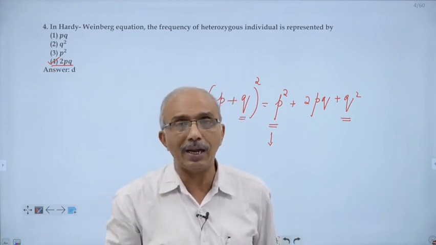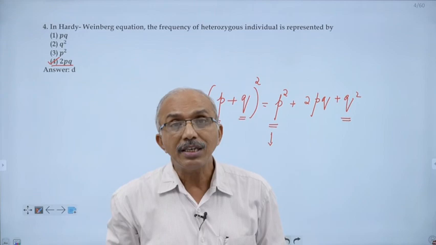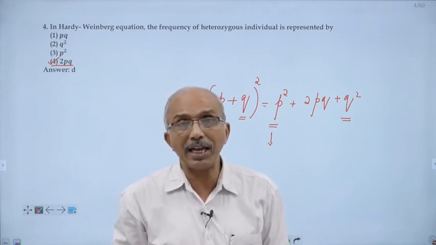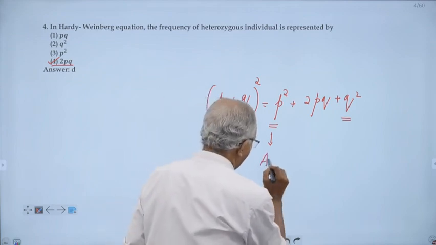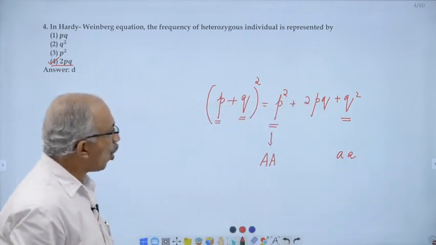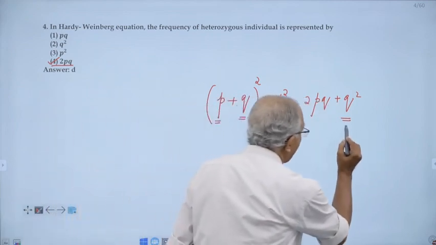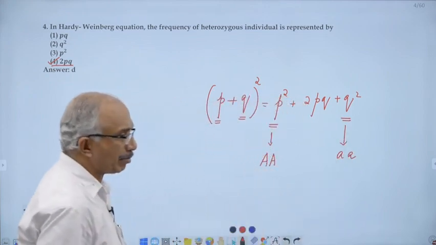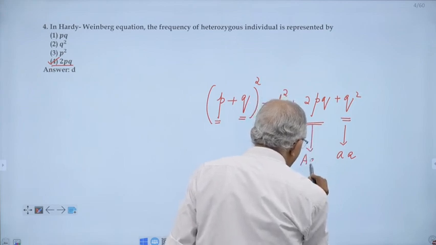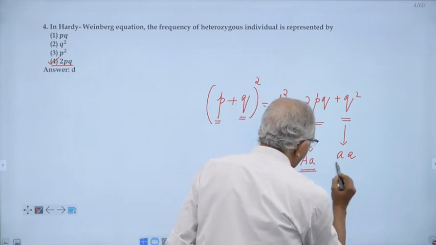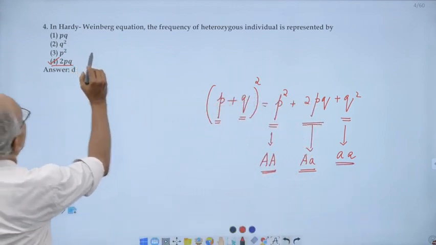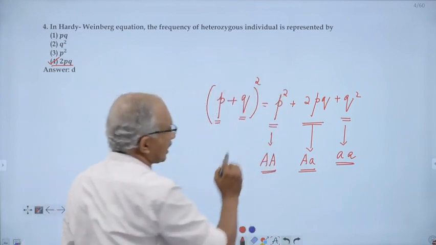Sorry, not dominant allele. P square is the frequency of a homozygous dominant genotype. Q square is the frequency of a homozygous recessive genotype. 2PQ is the frequency of a heterozygous genotype. So 2PQ represents the heterozygous individuals.